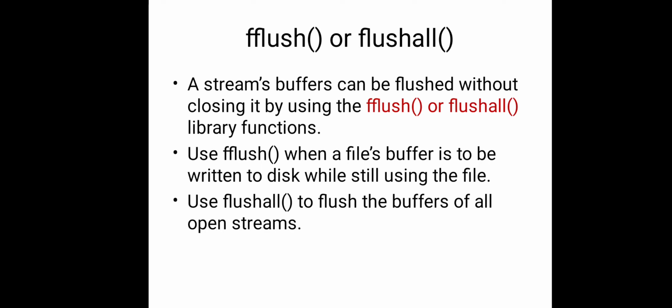Next is about fflush and flushall. A stream buffer can be flushed out without closing it by using the fflush or flushall library functions. We use fflush when a file's buffer is to be written to disk while still using the file. So even though we are using the file, if we have to clear the buffer, then we use fflush, of that particular file. If we want to clear all the buffers, then we use flushall. So fflush is for flushing out a particular file, and flushall is to flush out all the buffers.